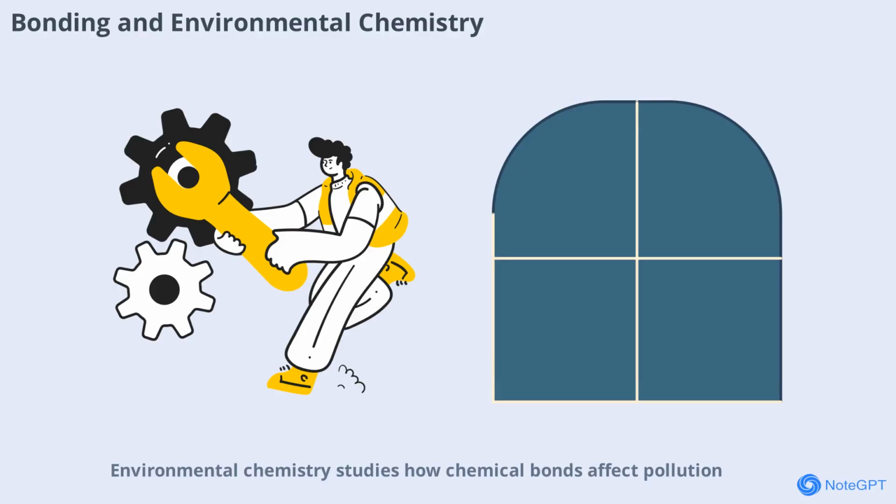Environmental chemistry studies how chemical bonds affect pollution, water quality, and atmospheric changes. The breakdown and formation of bonds in pollutants determine their impact on the environment. Understanding bonding helps us develop solutions for environmental challenges and create safer, cleaner technologies.